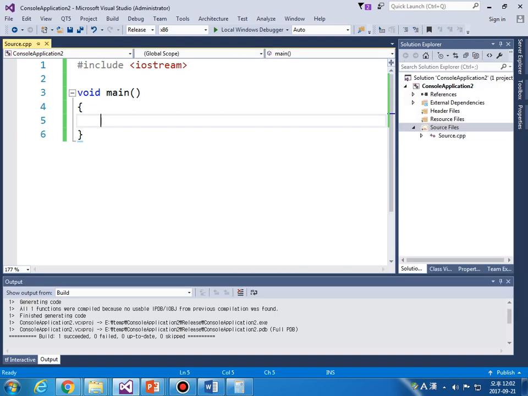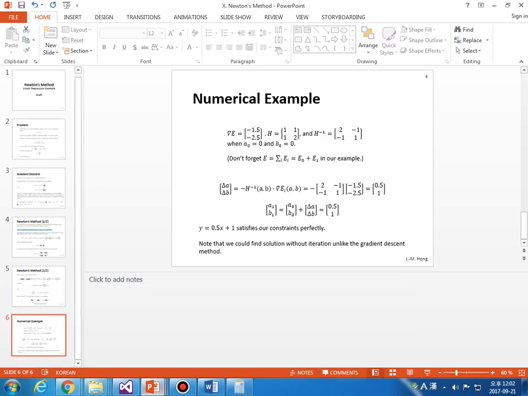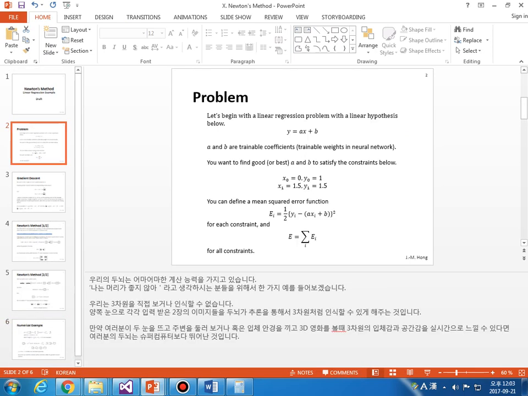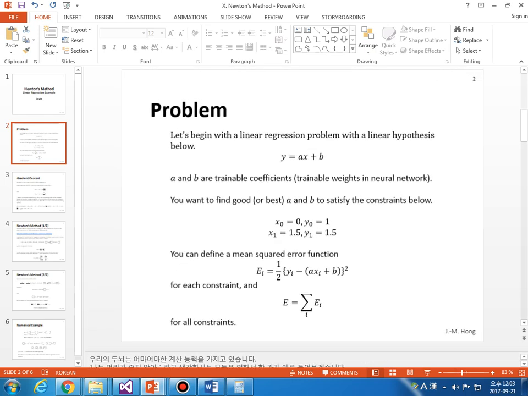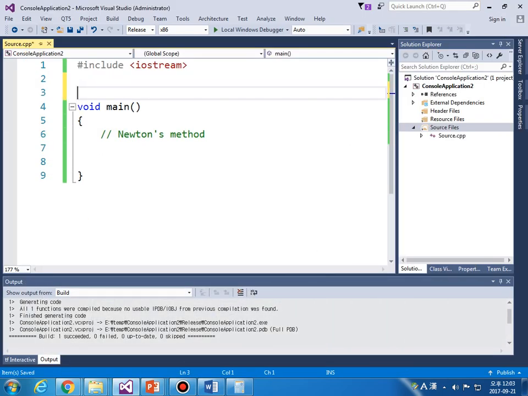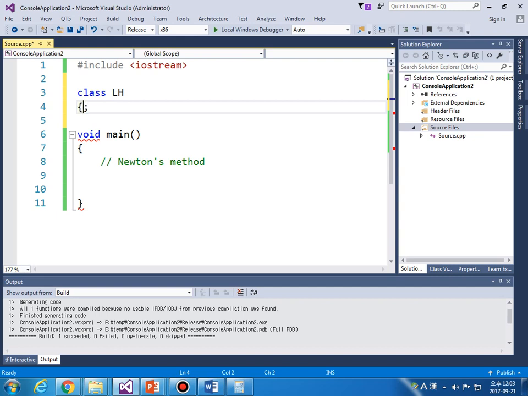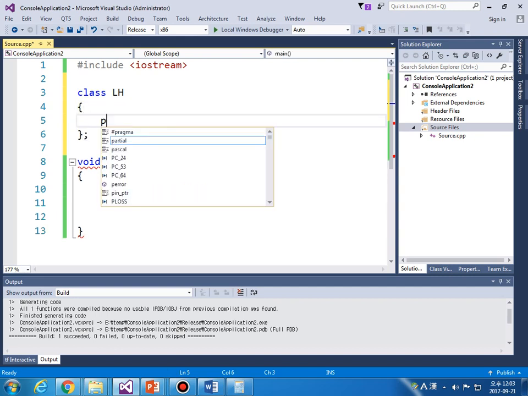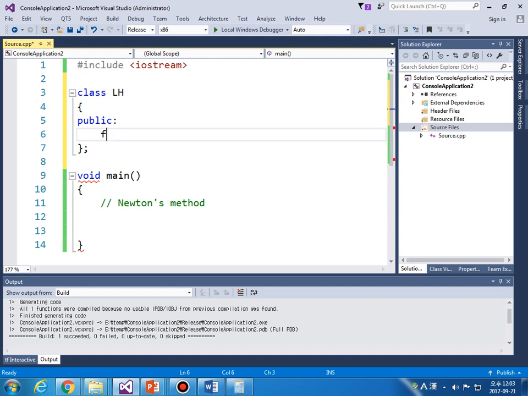Okay, let's implement Newton's method. Let's see the slide for the constraint we need to solve. We are working on a linear hypothesis here, with coefficients A and B.